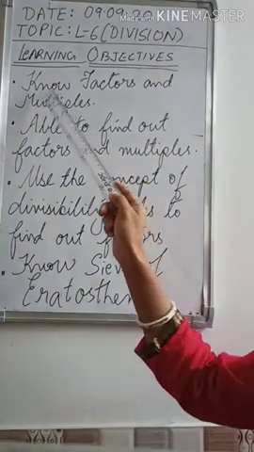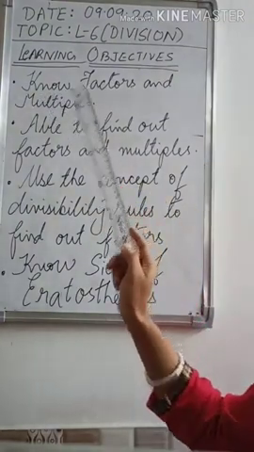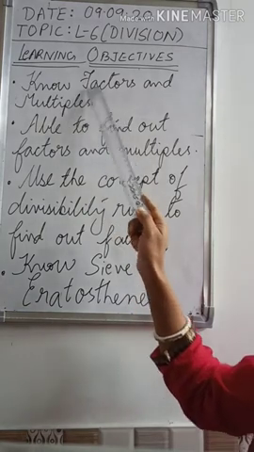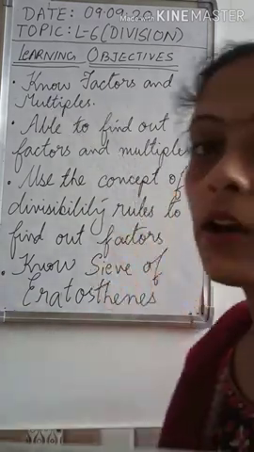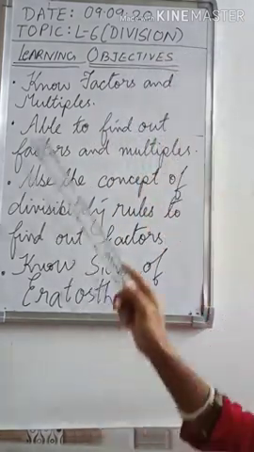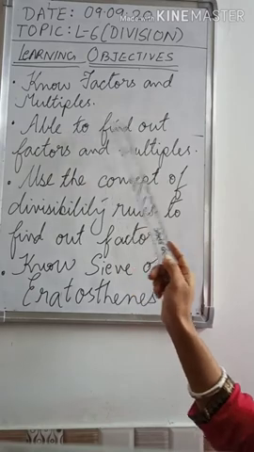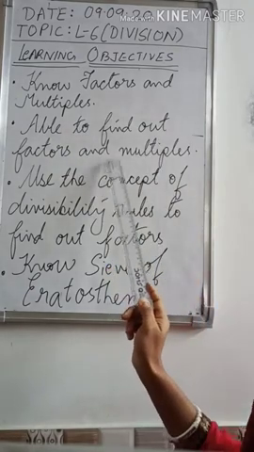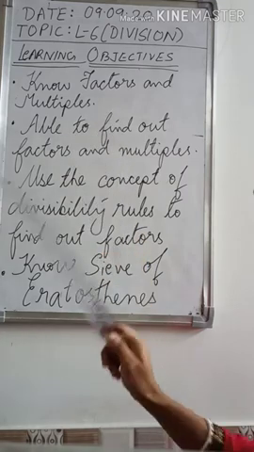The first learning objective is to know factors and multiples. We have already studied factors and multiples, so we will also learn how to apply them and how to find factors and multiples. Those things we are going to discuss today. The next learning objective is to be able to find out factors and multiples, and that also we are going to learn today.